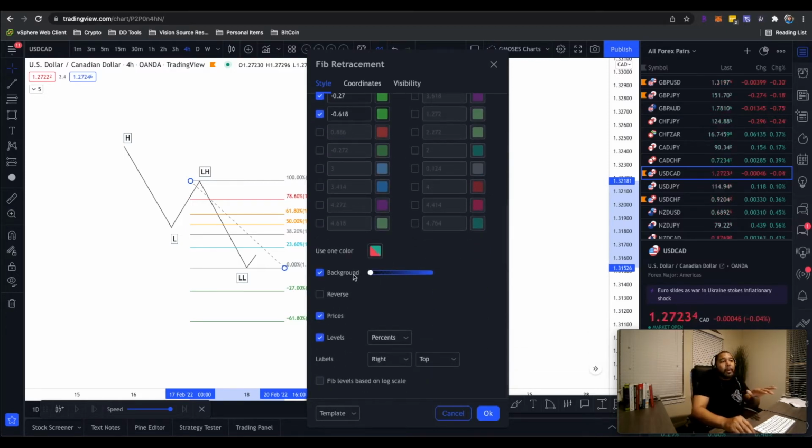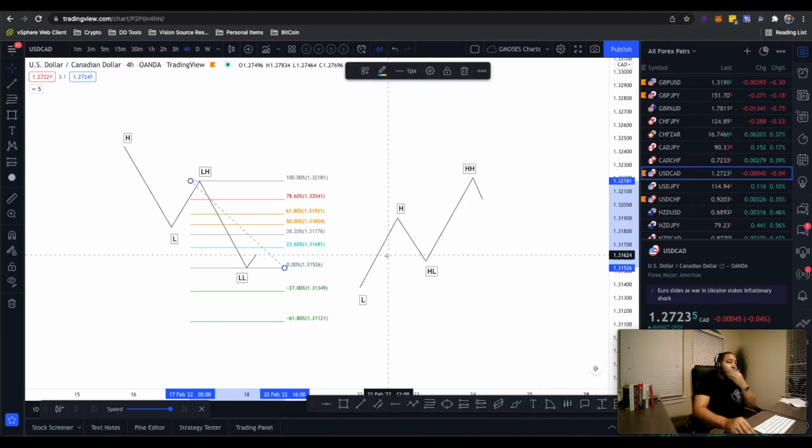Also down here, I have my background opacity all the way down. I also have prices, and my levels are percents. Okay, all right, let's jump into it.